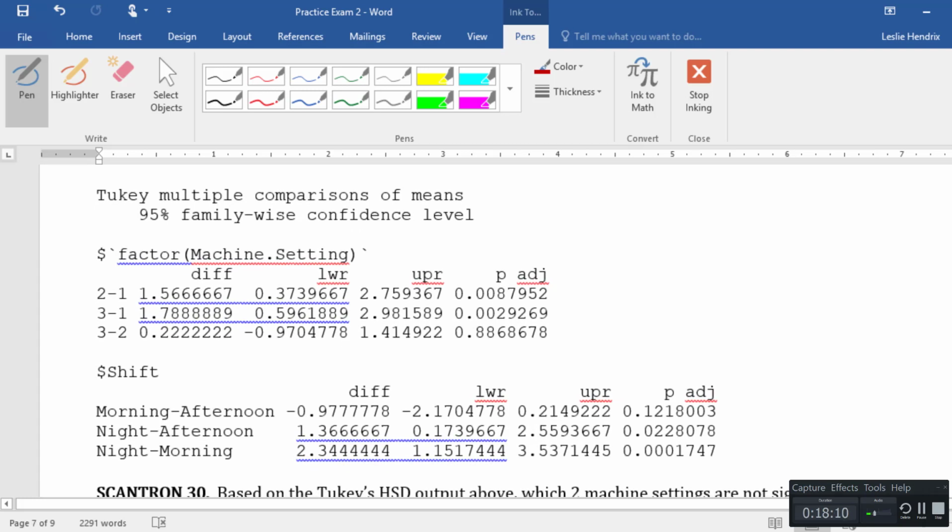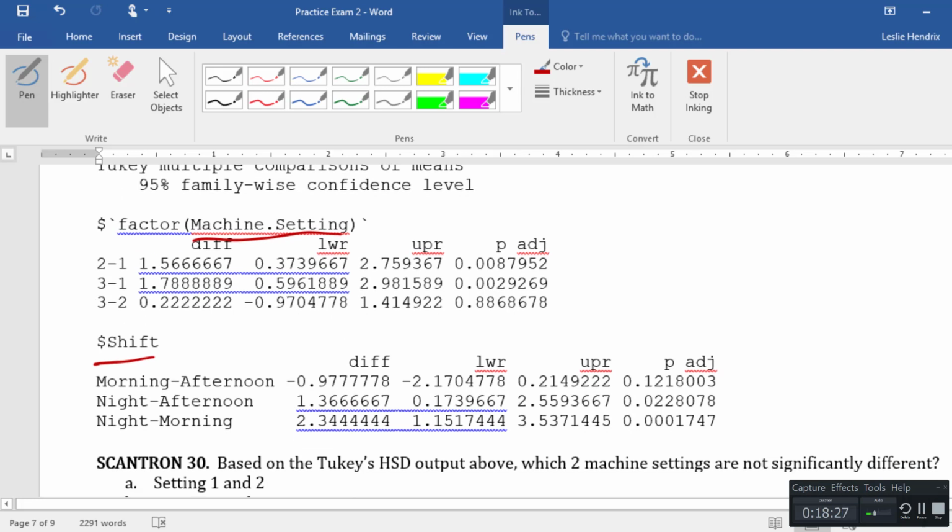All right. So I ran Tukey's after I removed the non-significant interaction, and we've got all the pairwise differences for the machine setting, 2 versus 1, 3 versus 1, and 3 versus 2, and all of my differences for the shift factor, morning to afternoon, night to afternoon, and night to morning.